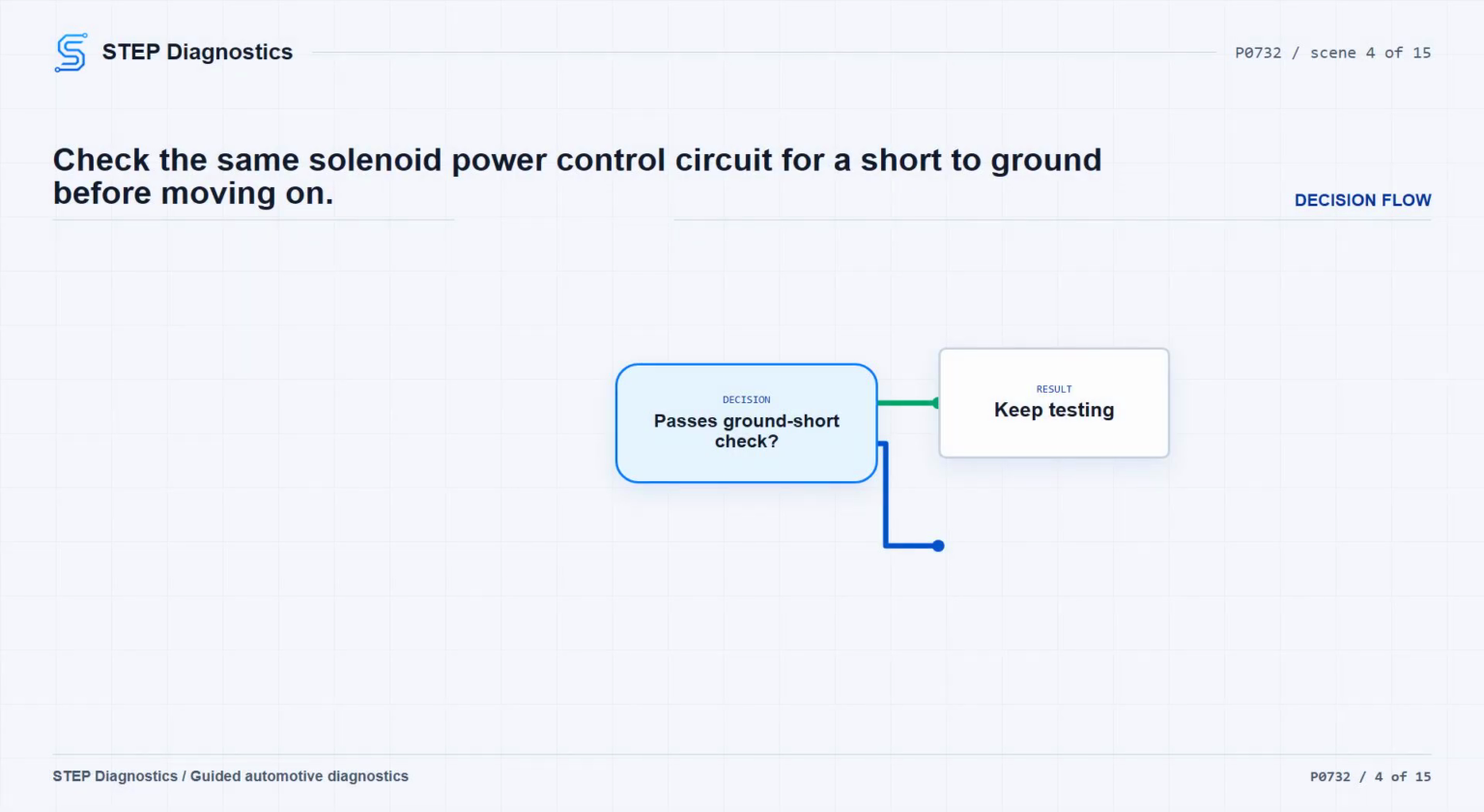Measure from C168A pin 11 to C1381T pin 1. The pass point is the resistance less than 3 ohms? If it is, keep going. If it is not, repair the open circuit. Next, check that same power control circuit for a short to ground by measuring C168A pin 11 to ground. The pass point is the resistance greater than 10,000 ohms? If it is, move on. If it is not, repair the short to ground.